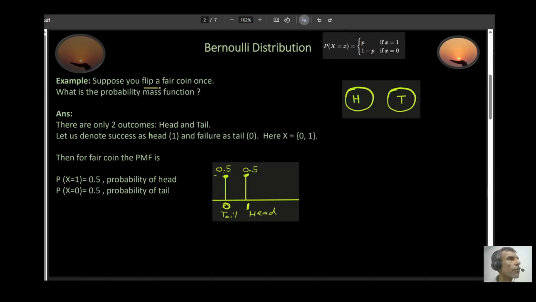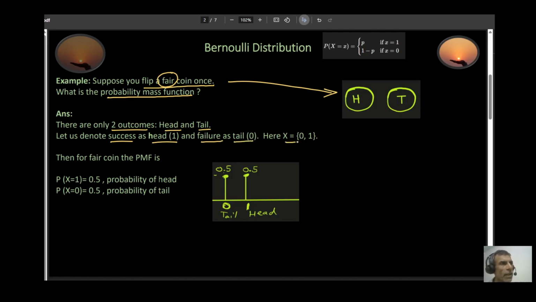Suppose you flip a fair coin once. Fair basically means that it's a 50-50 chance that you can get either a head or a tail. What is the probability mass function? In this case, there are only two outcomes. You can either get a head or a tail. So let us say we denote our success as head, which is 1. And likewise, we denote our failure as a tail, which is 0.